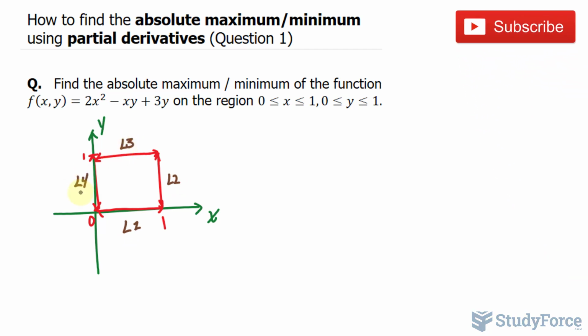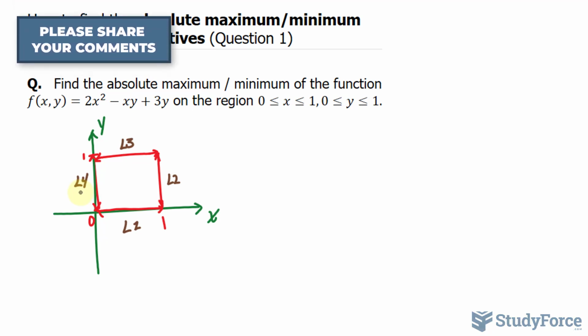The next thing that you want to do is find the critical points for this function. And we learned in previous videos where we found the local minimum maximum that you can find the critical points by finding the partial derivative with respect to x and y and setting that equal to 0. That will give you a system of equations which you can solve simultaneously. So let's go ahead and do that.